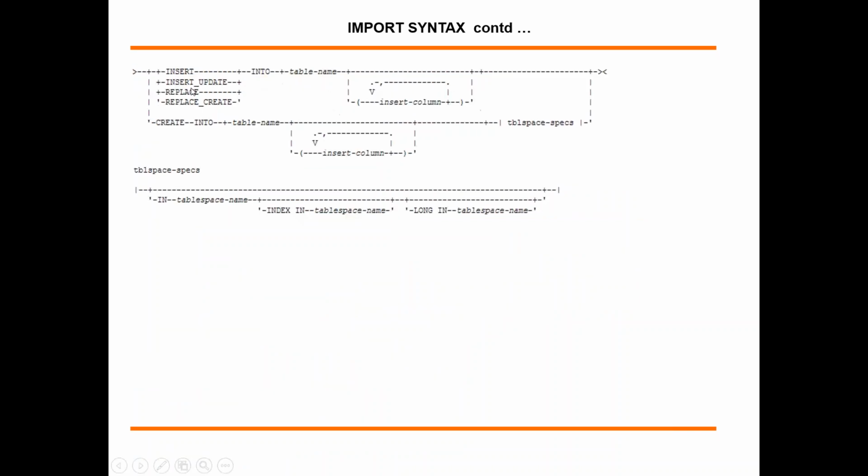And the import works in 4 different modes. We used insert in a previous example. Insert_update: if there is a primary key, it tries to update the record. You can also do it in a replace mode. It's like truncate and replace. If the table does not exist, it has an option to create the table, replace_create. Now this option is deprecated because they are giving a separate option altogether, create into a new table. You can also define table spaces.